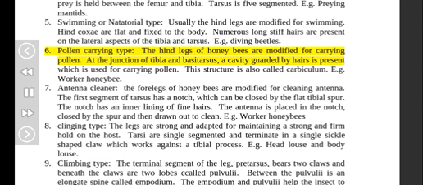6. Pollen carrying type. The hind legs of honeybees are modified for carrying pollen. At the junction of tibia and basitarsus, a cavity guarded by hairs is present which is used for carrying pollen. This structure is also called corbiculum, e.g., worker honeybee.